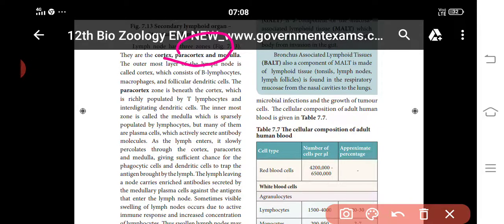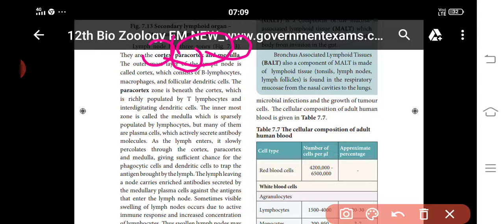When pathogens enter, first they move to the cortex, then to the paracortex, then to the medulla. The lymph slowly percolates through the cortex, paracortex, and medulla. So there is a chance that if the pathogen enters the lymph vessels and then leaves the lymph vessels, it does not cause the disease.